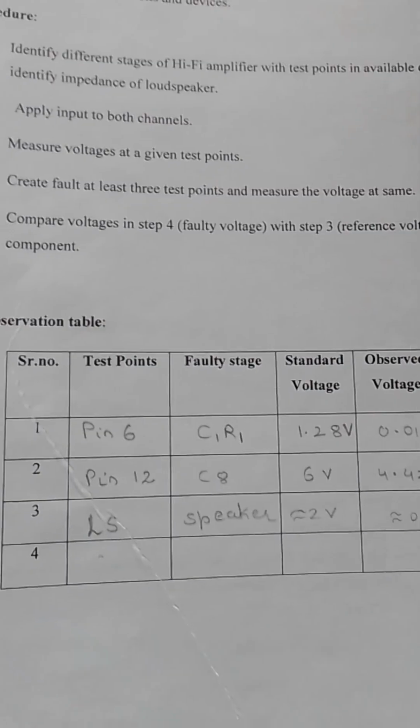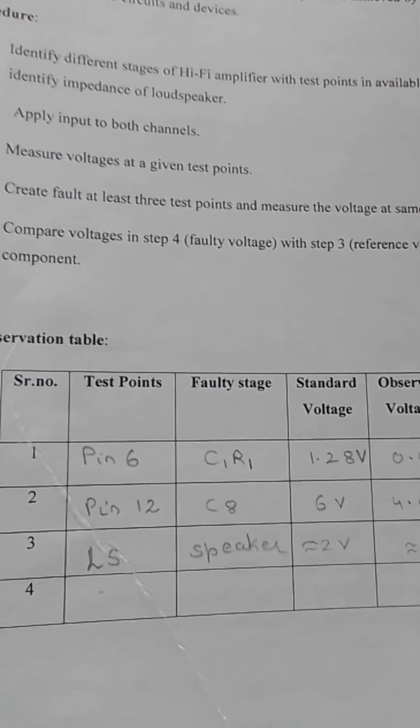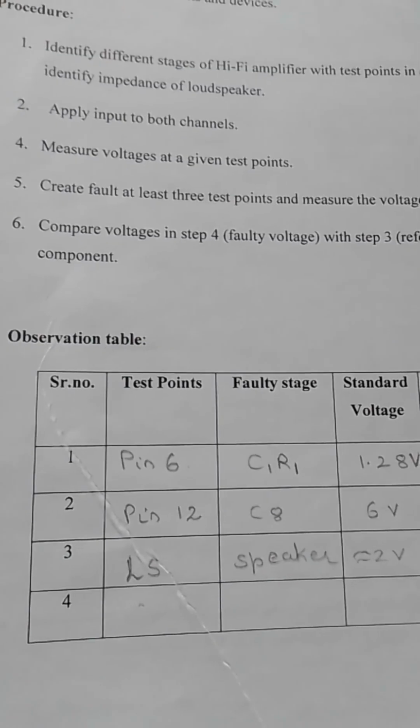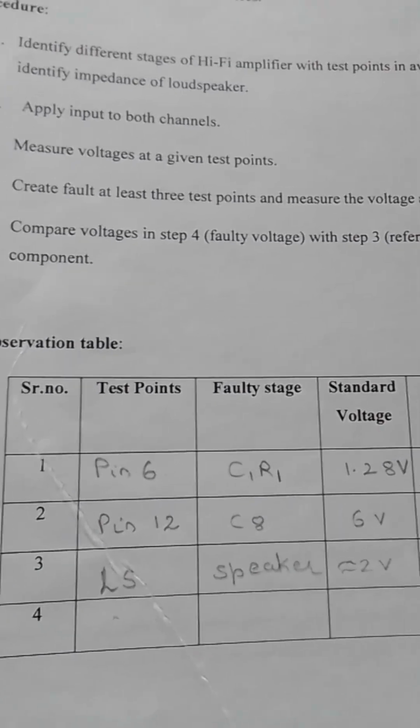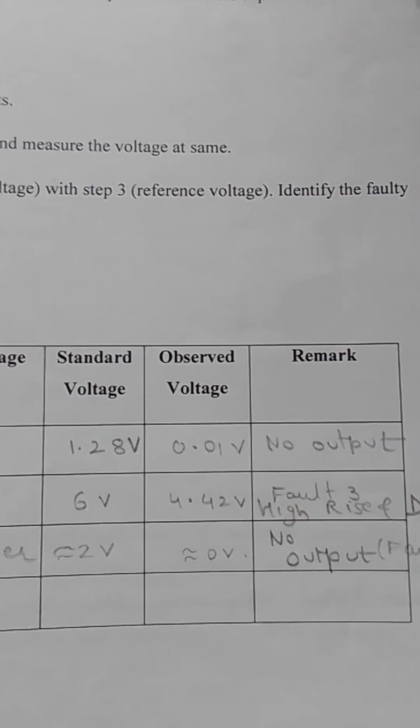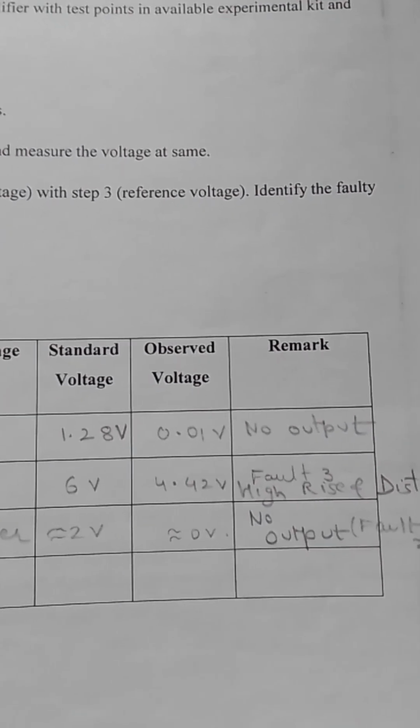So we have here the observation table where we will note down the voltage at faulty point. So here we can see the columns in the observation table: serial number, then test points, then we have the faulty stage, standard voltage and the observed voltage. So we will start here with the experiment.